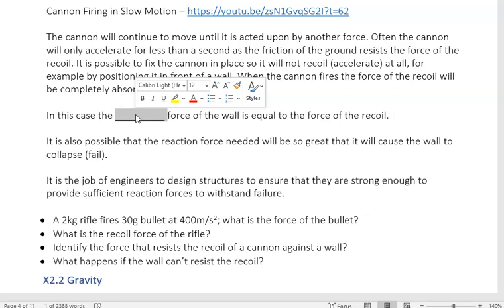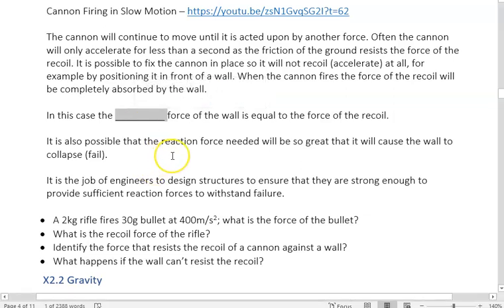If there's no force, there's no reaction. But it will keep providing reaction for as long as it can until it can't provide any additional reaction force and it breaks. Okay. It is the job of engineers to design structures that will ensure that they are strong enough to provide sufficient reaction force to withstand failure.